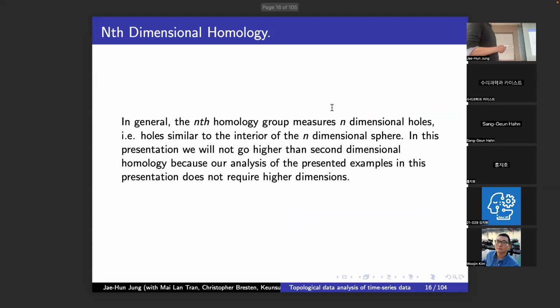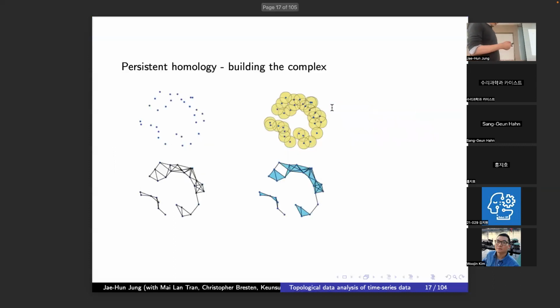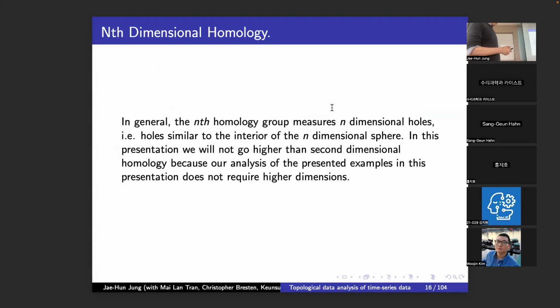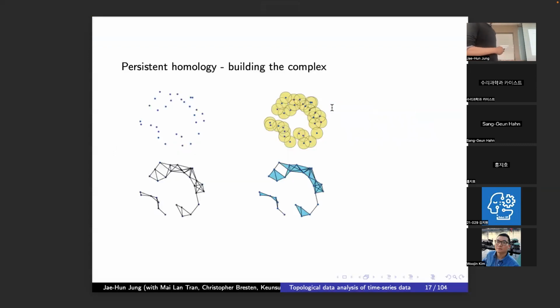So n-dimensional homology is basically the extension of the 1 and 0 dimensional homology, and so on. Okay, however, the problem is that the data on the left hand side is a point cloud. This is the data. Once this data is given, we do not know which one is representing the homology of this data. Okay? So that is why we introduce the filtration.